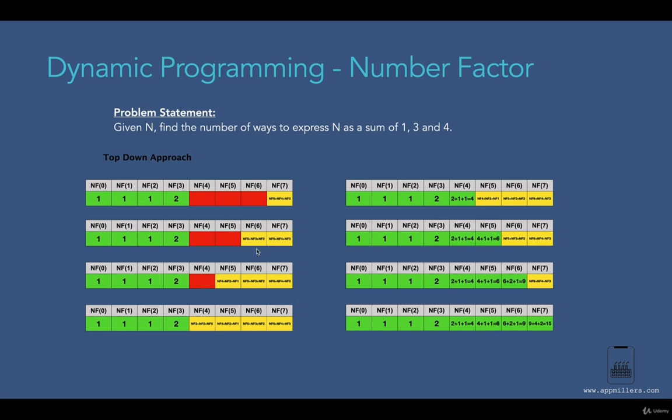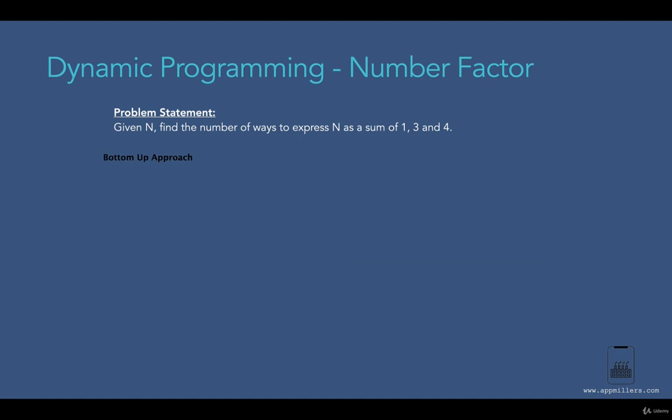Now in case of the bottom-up approach, this array gets filled in reverse order. So we are starting from number factor 0, number factor 1, number factor 2, number factor 3. So these are the values that are given, so we don't need to calculate them, we are just filling the table. Now based on these values, we are going to calculate the next value, which is number factor 4.